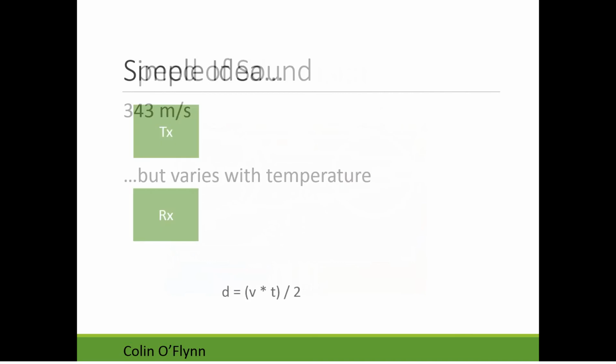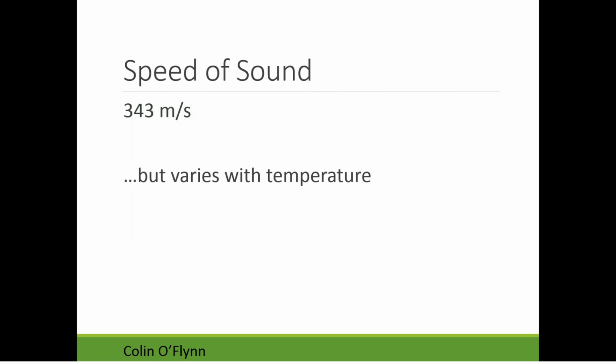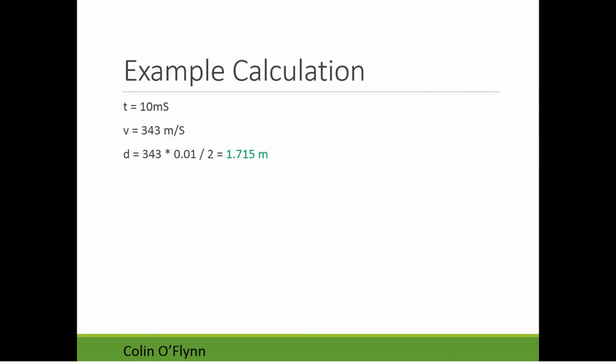To use this, you need to know what speed the sound wave is traveling at. In air, this works out to 343 meters per second, but it does vary with temperature, so if you want to be more accurate, you'll have to compensate for the temperature to figure out the speed of sound. As an example, at, I believe, 20 degrees Celsius, it's 343 meters per second, which is a pretty reasonable temperature.